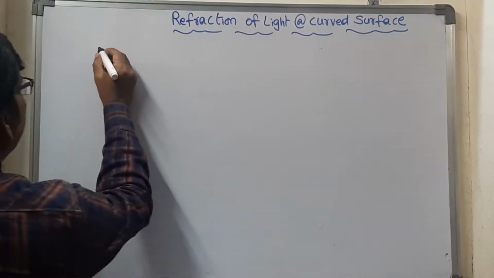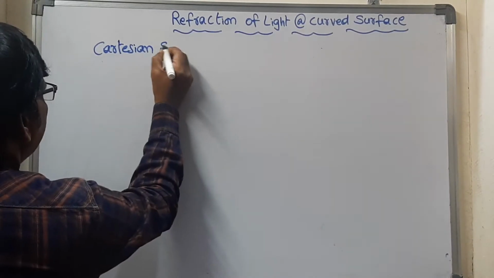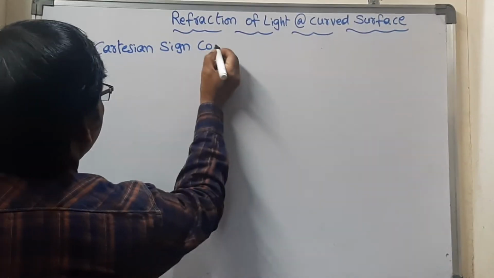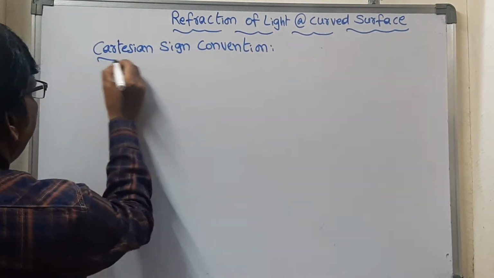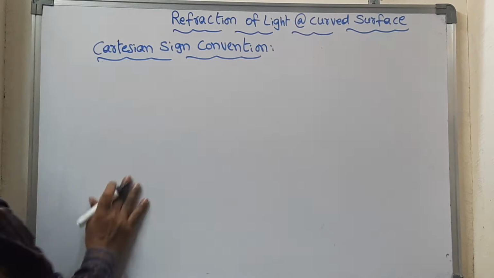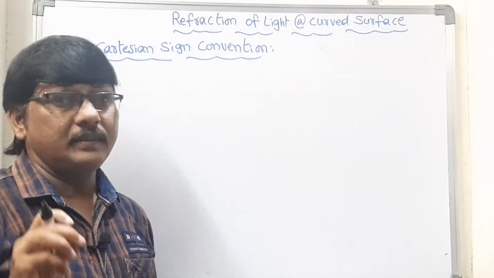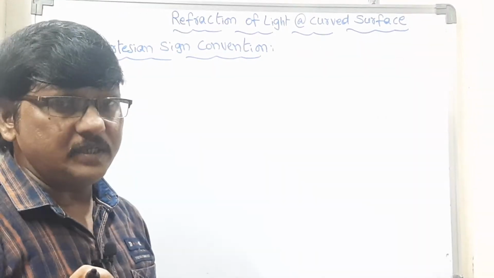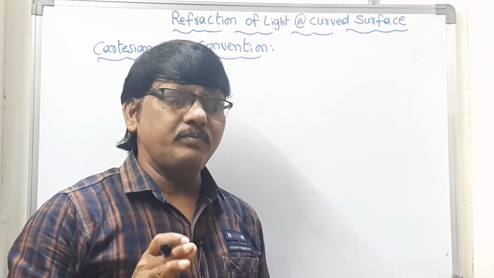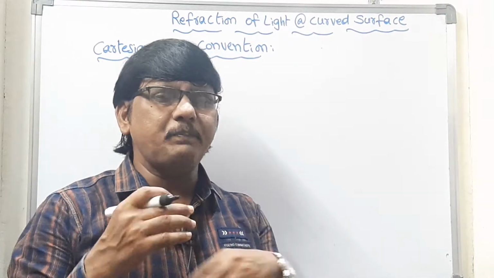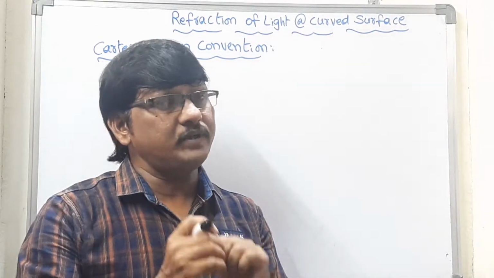So that is the Cartesian sign convention. Now let us take a thin surface, for example a lens, if the lens is very thin. It is assumed that it appears as only one surface. Such a thinness we will take. Now let us see how the sign convention works for that.